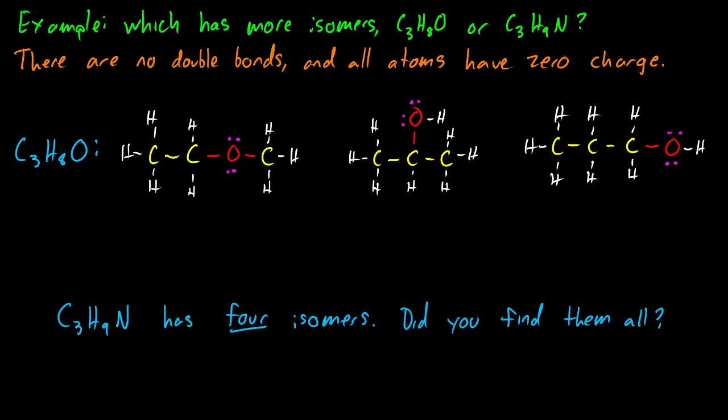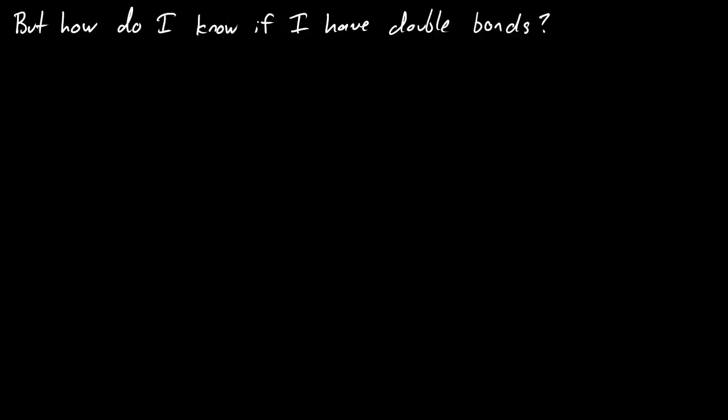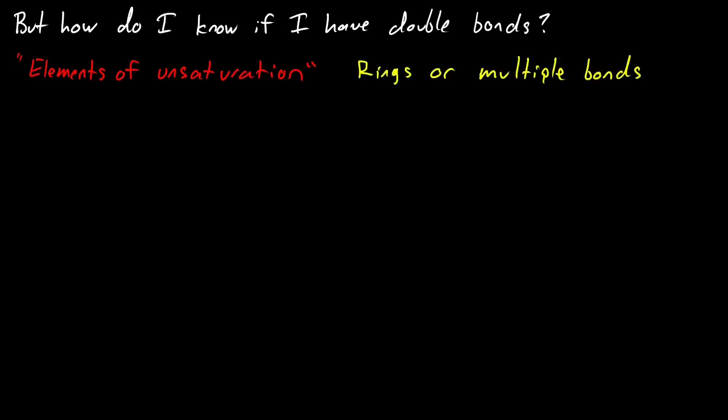As for the other molecule, C3H9N, there are four constitutional isomers. Did you find all of them? If you found more than four, check to see which ones are duplicates. So far I've told you that none of our molecules contain rings or double bonds, but how do we actually know that's the case? The way we do this is we look for what are known as elements of unsaturation. Unsaturation basically indicates that a molecule either has a ring or a multiple bond, or a combination of both.